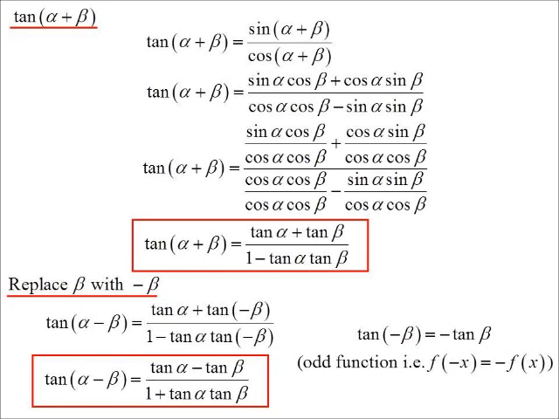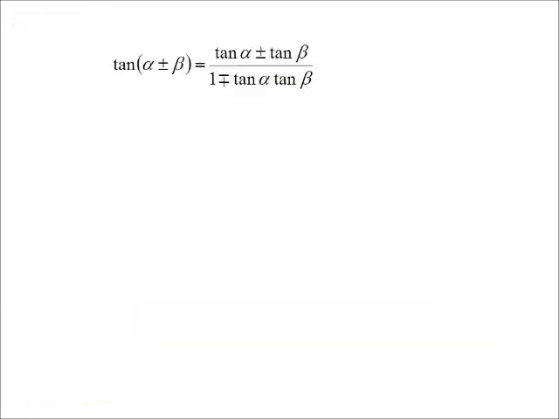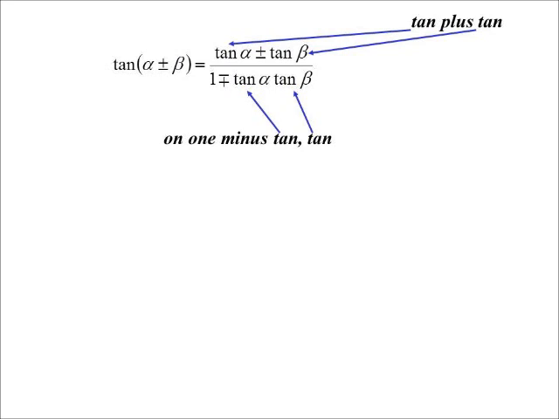Well, if I was to combine those two together, let's see what happens. For alpha plus beta, the top of the fraction the sign doesn't change, but the bottom of the fraction the sign does change. So I just simply remember the plus one, and what we've got is tan plus tan on 1 minus tan tan. And then of course if it's the minus one, I just change the signs round.